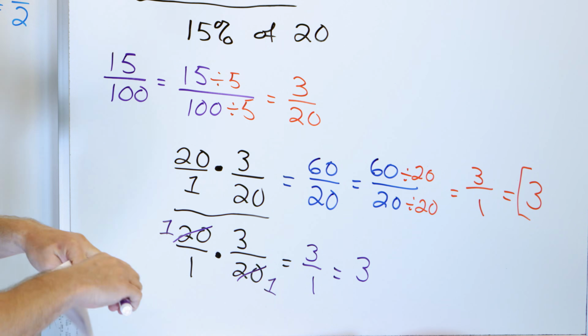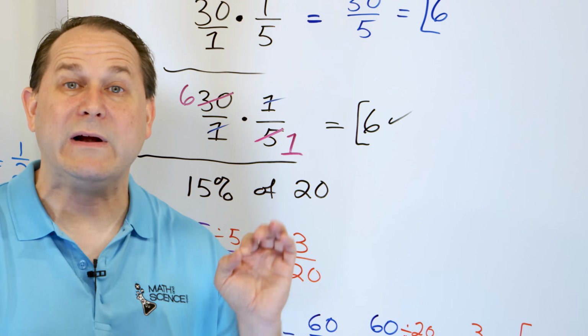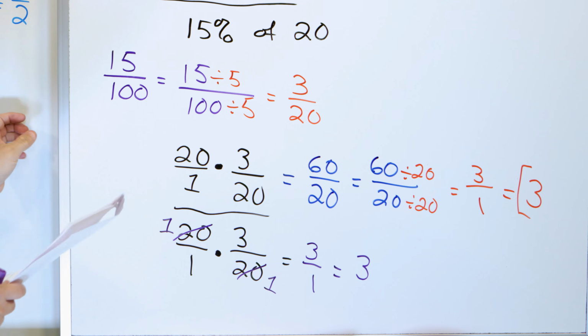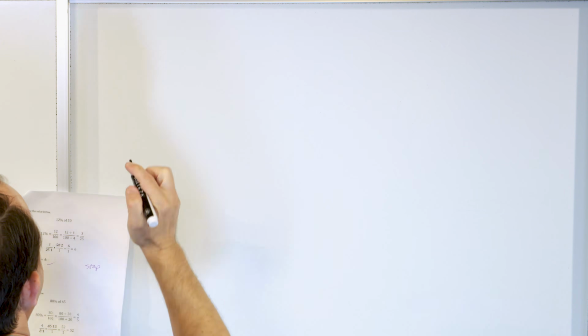For these problems, again, it's not that big of a deal. But when I give you larger problems, it's going to save you a ton of time to do this, so you need to get used to seeing it. All right. Making good progress. We're really learning 2 skills here. We're learning how to deal with percents, and we're also learning how to cross-cancel terms when we multiply.